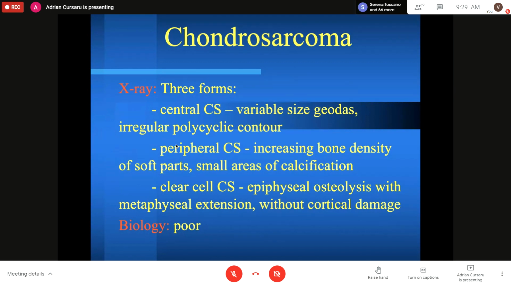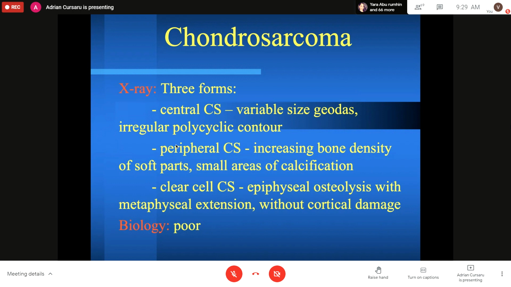There exist on the X-rays 3 forms of that type of malignant bone tumor. There is the central chondrosarcoma with variable size and geodes, irregular polycyclic contour. It could be peripheral chondrosarcoma and clear cell chondrosarcoma. That has the worst evolution, the clear cell chondrosarcoma. It is the most aggressive of all chondrosarcomas.